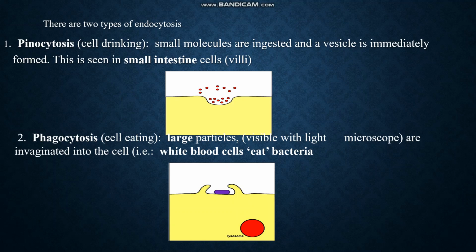There are two types of endocytosis, pinocytosis and phagocytosis. Pinocytosis is called cell drinking, that is the movement of a water-filled vacuole inside the cell. Phagocytosis is called cell eating, that is large particles which are invaginated into the cell.